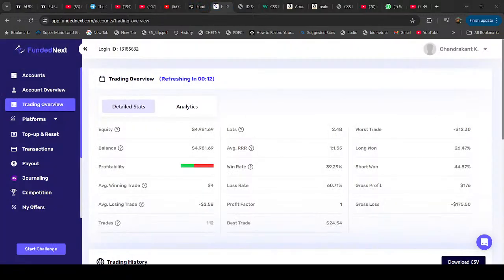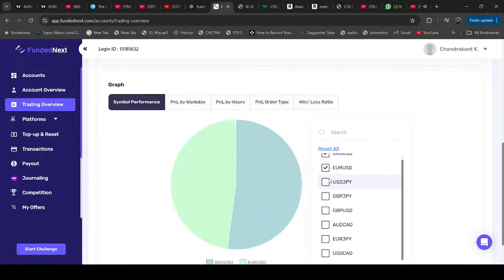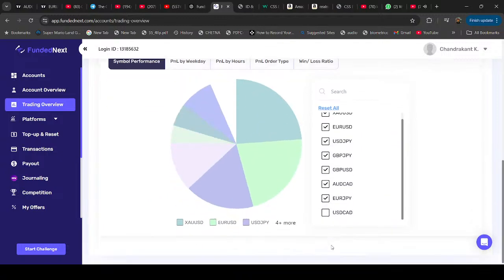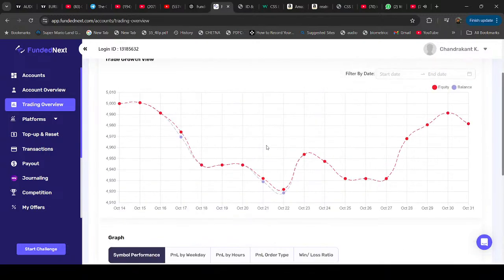Okay, so this is the dashboard, and this is our journey so far. 37 decisions. Okay, so these are the analytics. Okay, so these are the performances, and this is our chart. Okay, so October 14th we had 5,000, and it went all the way down to 4,921. So actually here we had almost 1.88%, nearly 2% of loss.